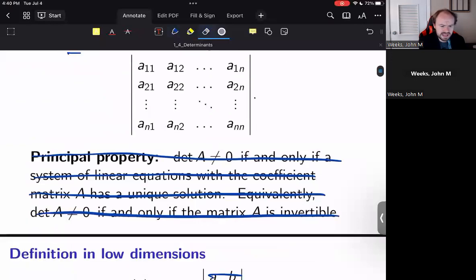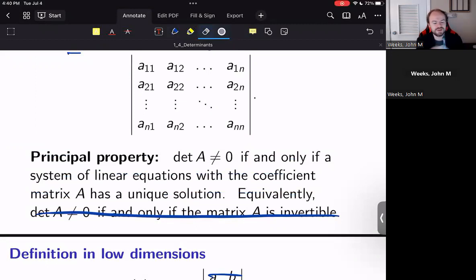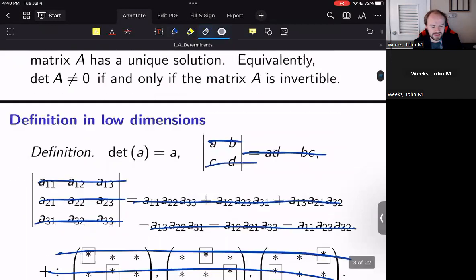So the idea behind this is that a determinant of A is not equal to 0 if and only if a system of linear equations with coefficient matrix A has a unique solution. Equivalently, it is not equal to 0 if and only if the matrix A is invertible. This is the thing that we want to use to characterize determinants in today's video.